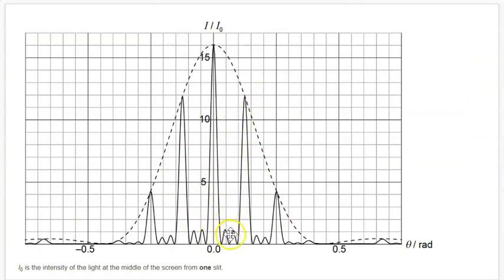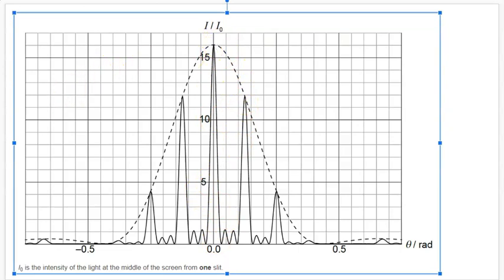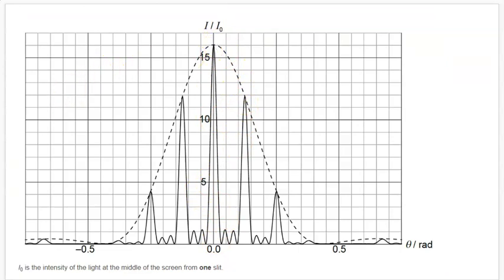This is with, let's see, we've got 1, 2. We've only got 2 secondary minimums. So this would be for 4 openings. And we can see that I, compared to I0 being when there was 1 opening, which is what it says here, that we should be 16 times the intensity. You can see 5, 10, 15. So on the graph, the peak there is at 16, which is pretty nice to see.